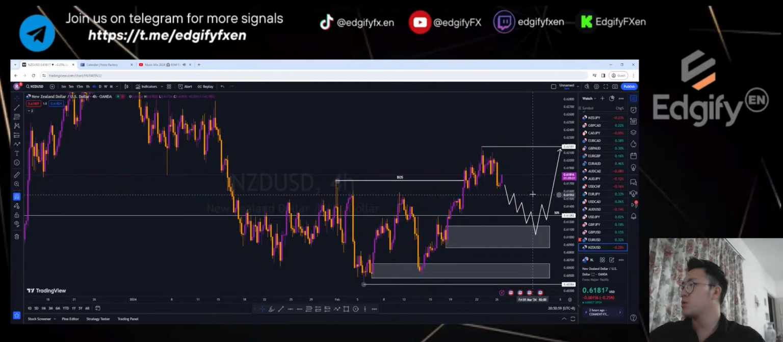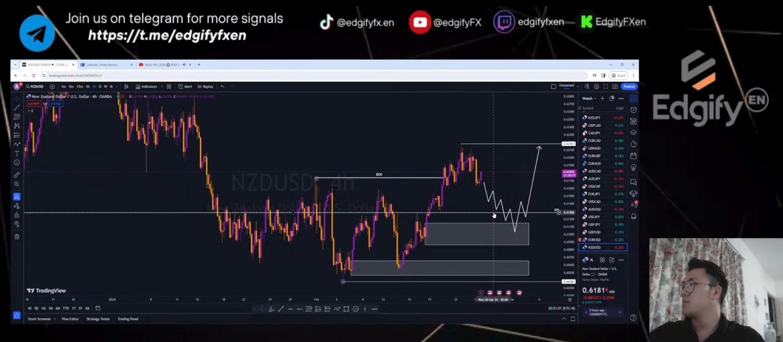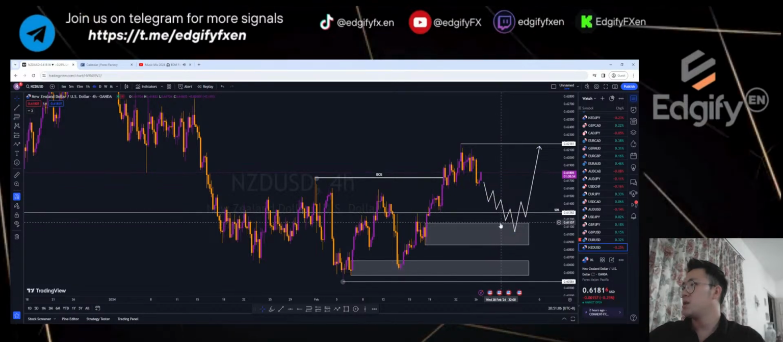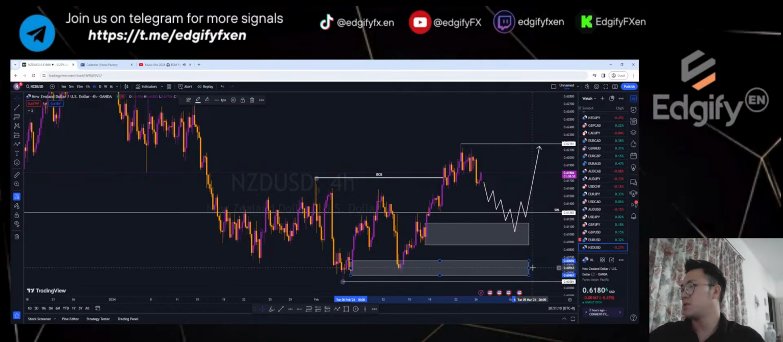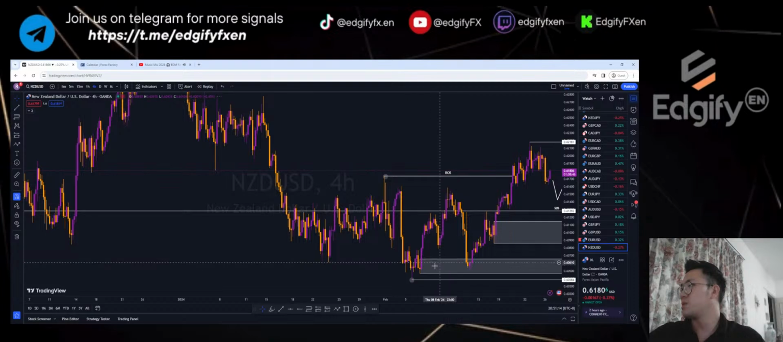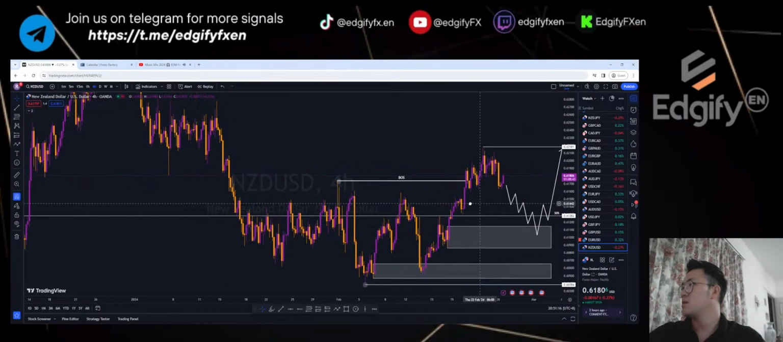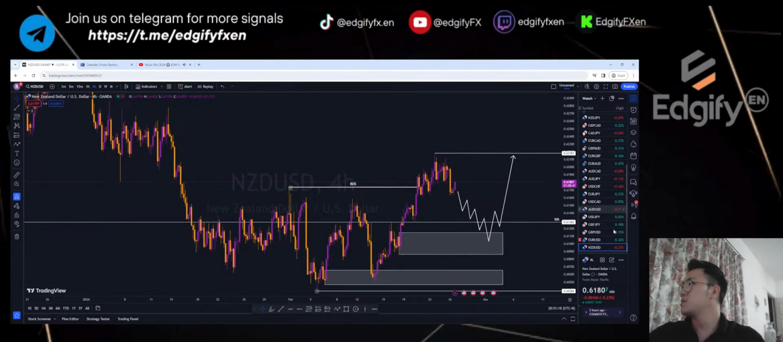NZD USD, I'm looking for buys, but at this level here. As soon as it crosses this level and taps into this zone here, then I'll be looking for buys, or maybe at this level. Either one. So it will be something like this. This will be where I'm looking for buys.